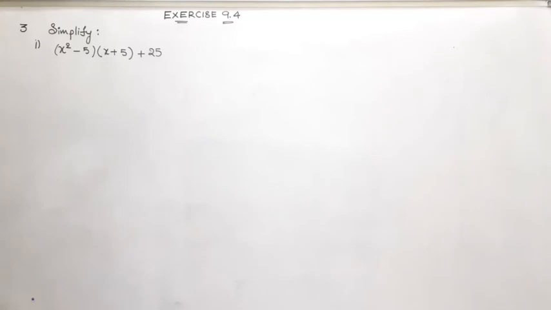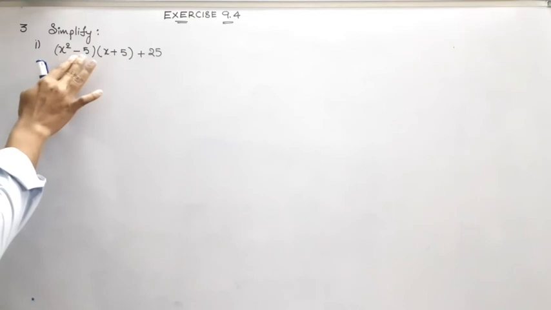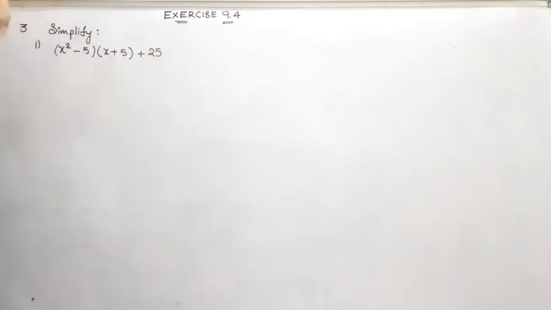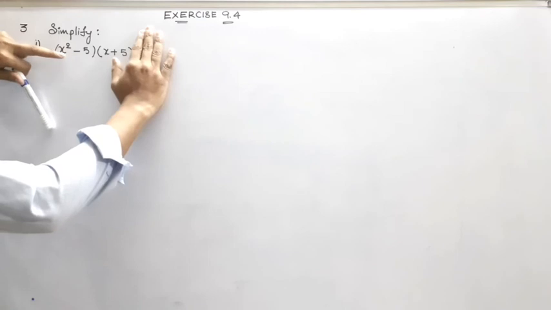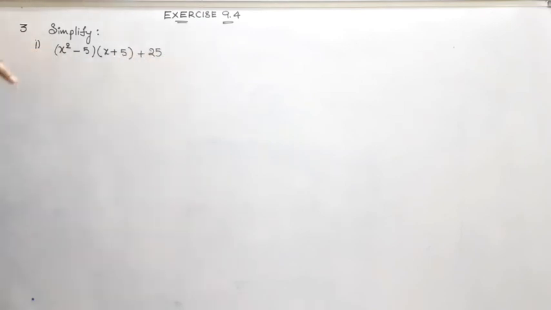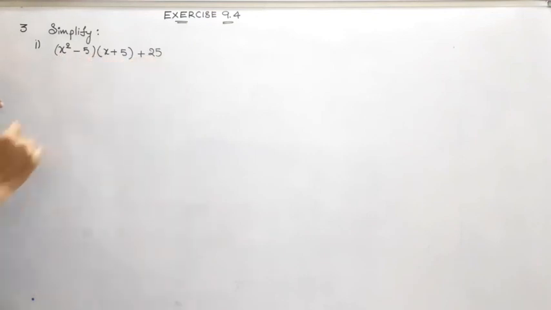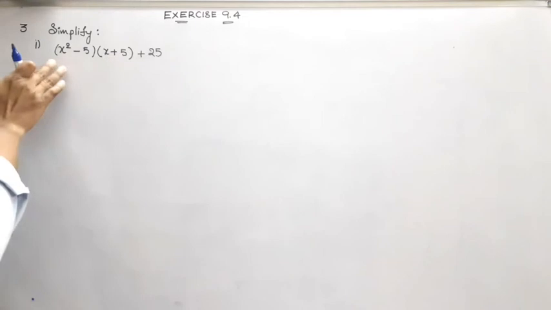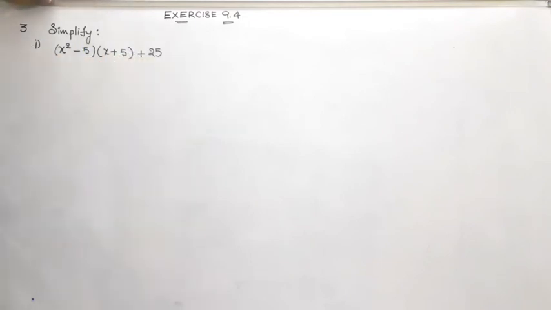The third Roman is simplify x square minus 5 multiplied by x plus 5 plus 25. So first we have to do multiplication of the binomial with another binomial, then the result should be added to plus 25, because without resolving this product there is no chance of adding 25. Please be careful, don't directly add 25 to minus 5 plus 5 is 0, so 0 plus 25 is equal to plus 25, like that.